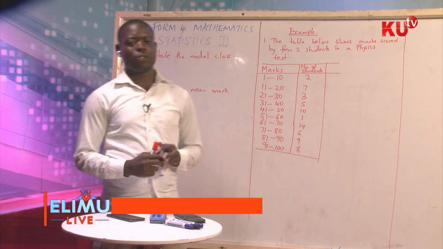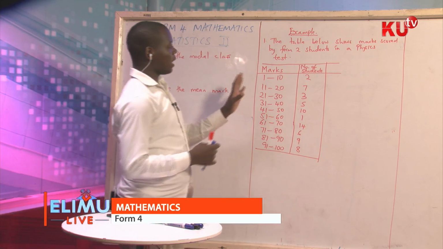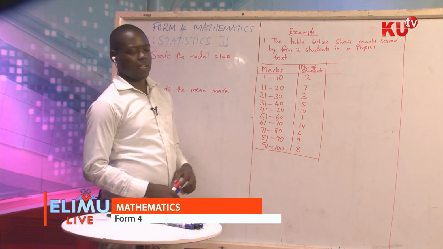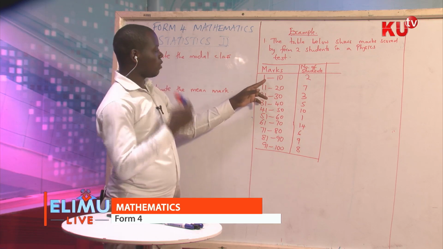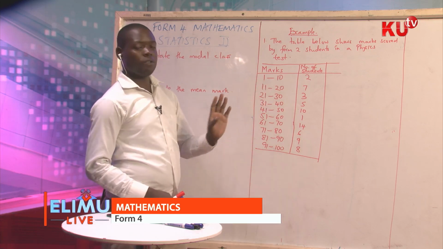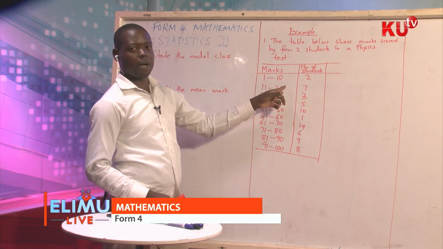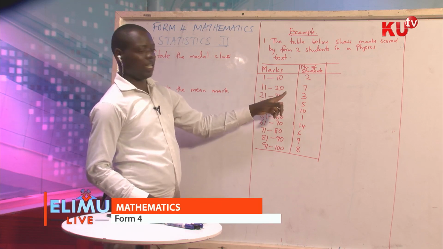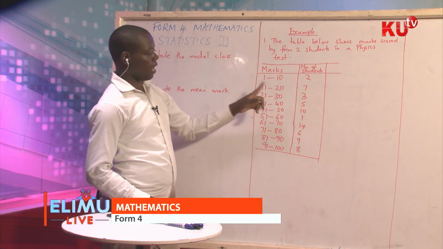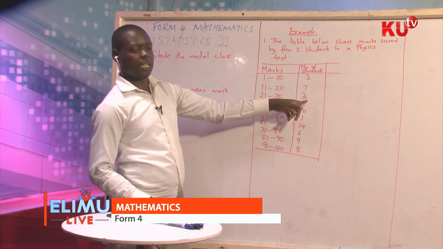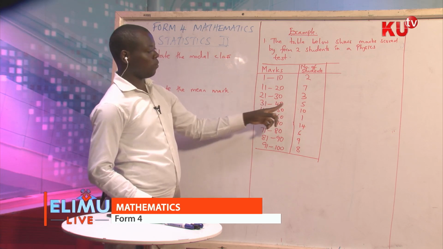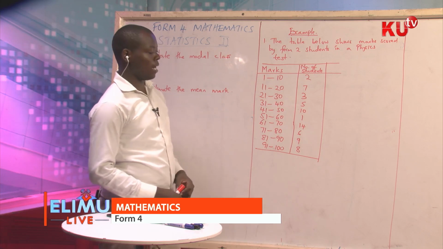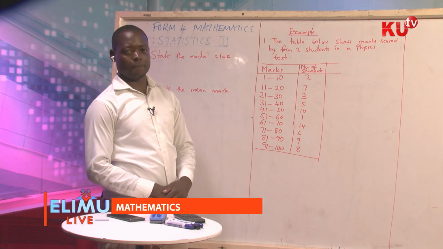The first thing that I want you to remember, students, is the record given as regards to the marks represents what we call the classes. So this is a class of 1 to 10, meaning the number of students who scored between 1 and 10 marks were recorded as 2. Those who scored between 11 and 20 were recorded as 7. Those who scored between 21 and 30 were recorded as 3. Those who scored between 31 and 40 were recorded as 5, and all the way up to the last scores, which were 91 to 100, and we had 8 students.